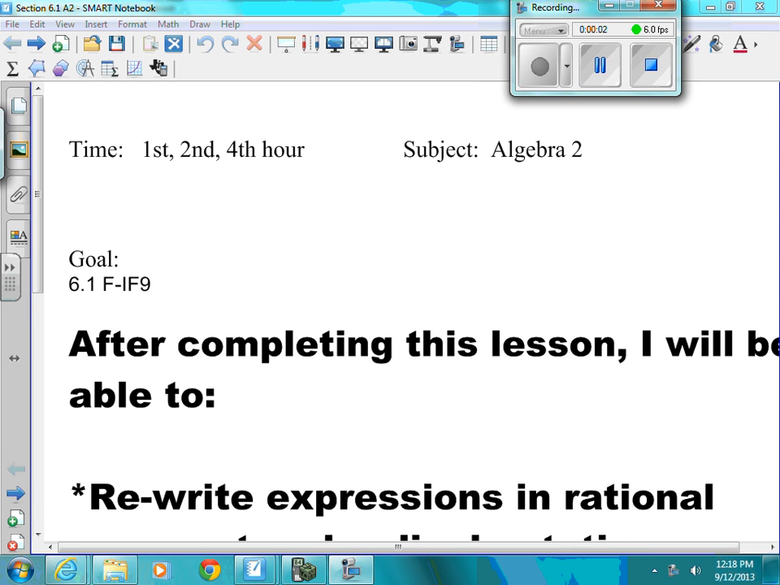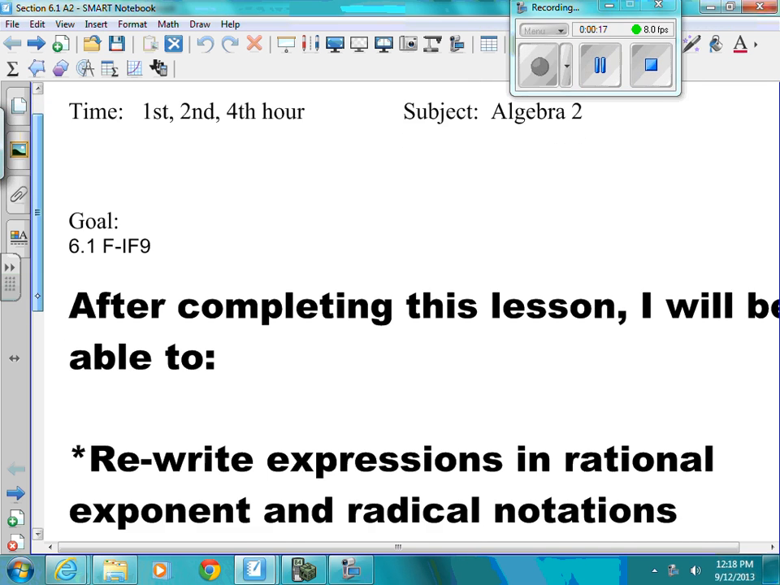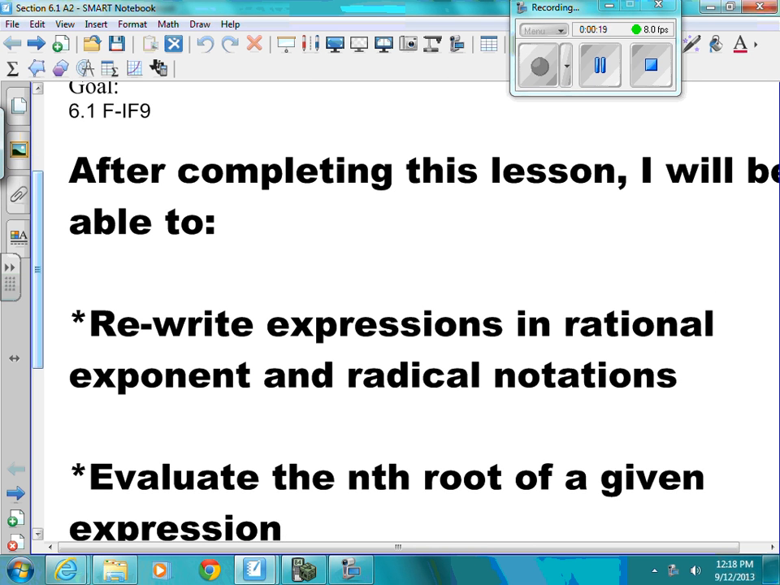Today we are going to begin a new unit, our third unit of the semester. This corresponds to Chapter 6 material, so that's what we'll be following along in our book. It's rational exponents and radical functions. For this first lesson, corresponding to section 6.1, our goals would be to complete the following.